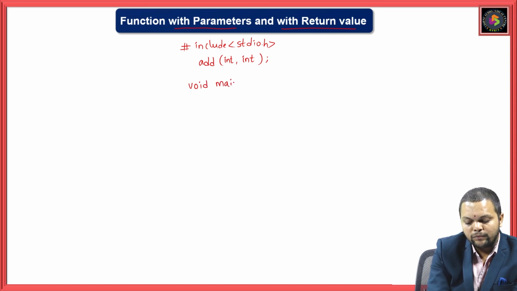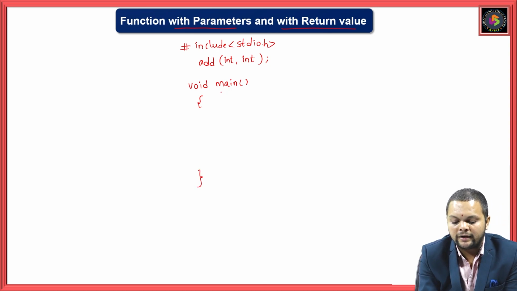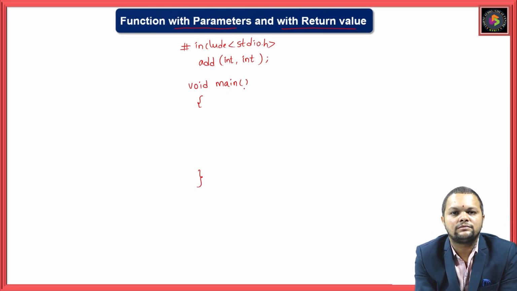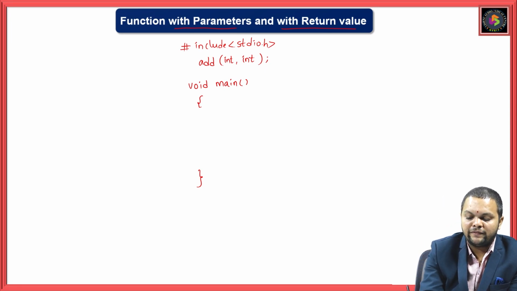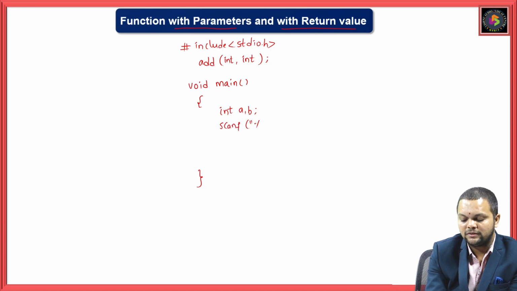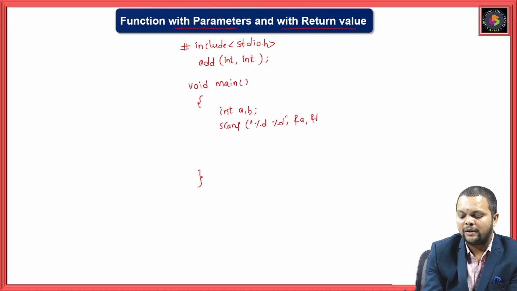So why are you writing void main? Because I am not returning anything from this main function, so I am writing it as void. With parameters, I'll take parameters here using int a comma b. So using scanf, let me take some parameters: %d, %d, ampersand a comma ampersand b.